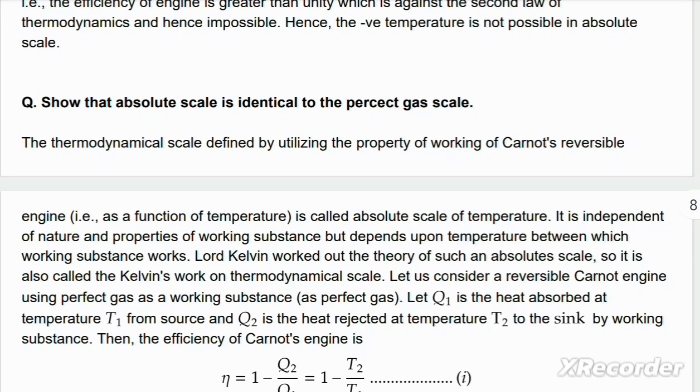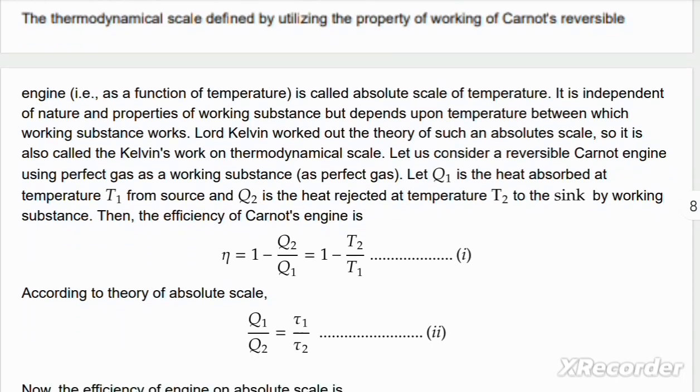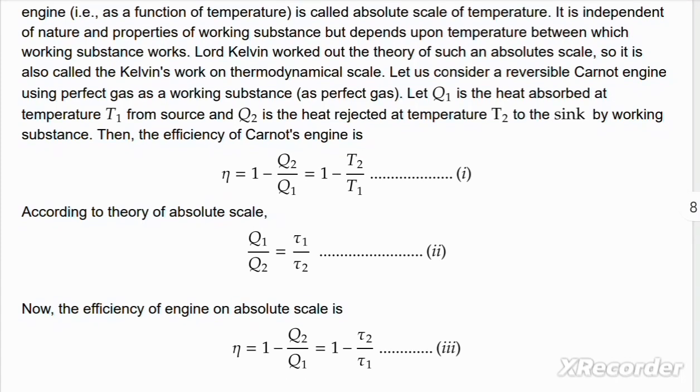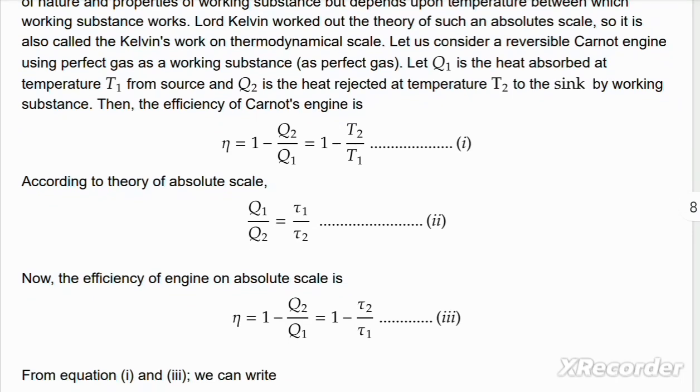Second question: show that the absolute scale is identical to the perfect gas scale. The thermodynamic scale defined by utilizing the property of the working of a Carnot reversible engine, that is, as a function of temperature, is called the absolute scale of temperature. It is independent of the nature and properties of the working substance but depends upon the temperatures between which the working substance works. Lord Kelvin worked out the theory of such an absolute scale, so it is also called the Kelvin thermodynamical scale. Let us consider a reversible Carnot engine using a perfect gas as a working substance.